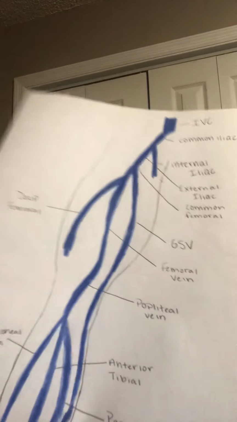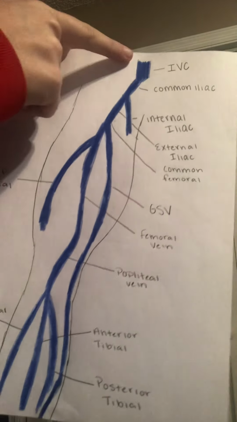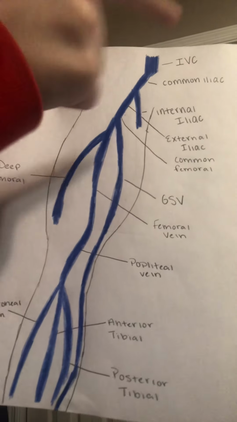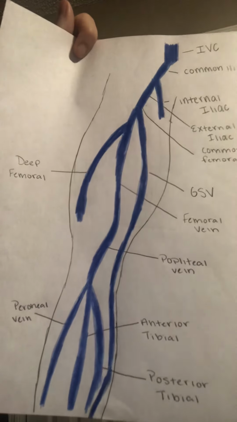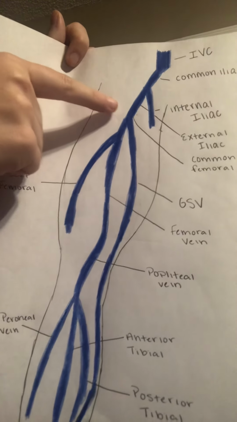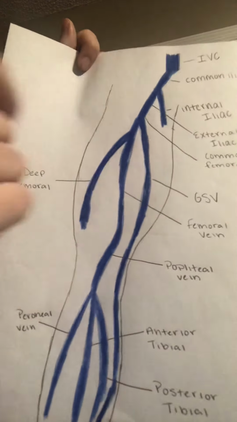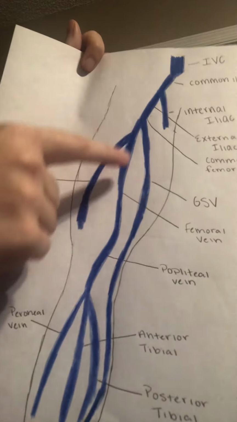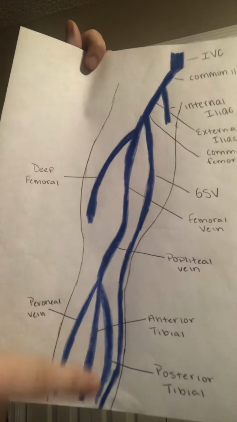And then now for your lower extremity, we have your IVC. That's going to turn into your common iliac vein, which is going to bifurcate into external iliac or internal iliac. From there, it's going to go from the external iliac, it's going to turn into the common femoral. And from the common femoral, you're going to have branches. So we're going to start with the deep ones. So we have a femoral vein, and we have your deep femoral vein.